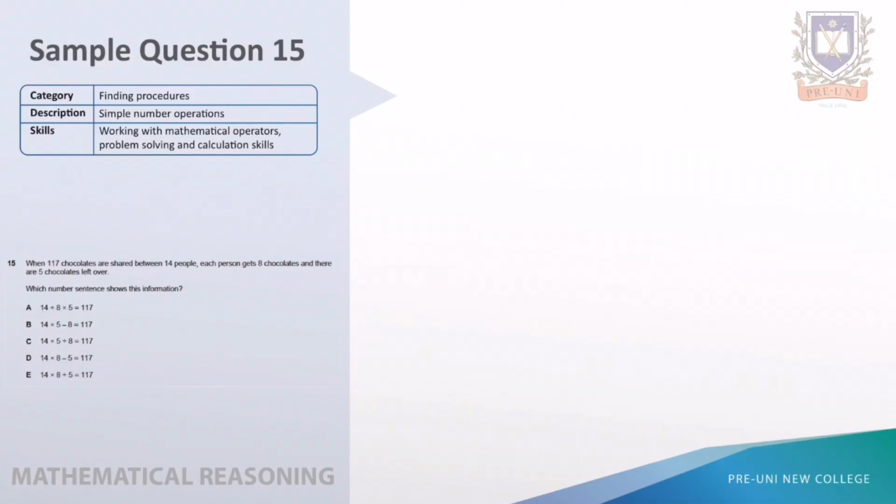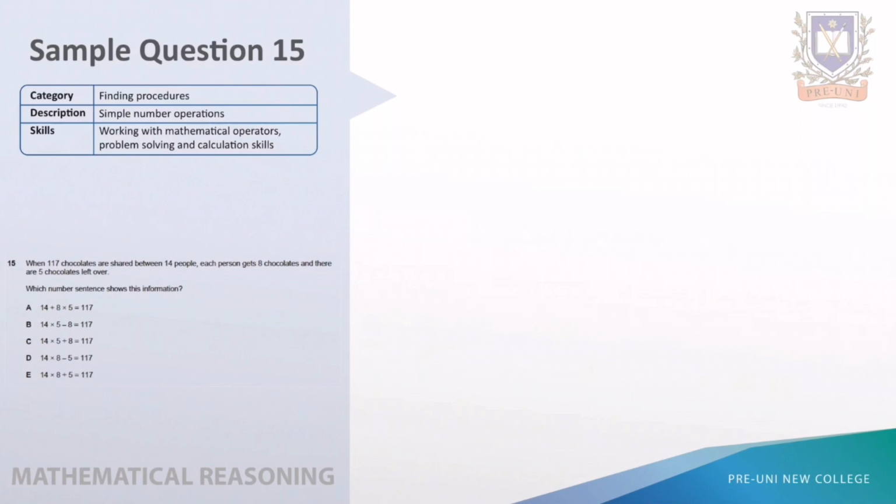For question 15, we have the category finding procedures, the description, simple number operations, its skills, working with mathematical operators, problem solving, and calculation skills. So looking at question 15, when 117 chocolates are shared between 14 people, each person gets 8 chocolates and there are 5 chocolates left over. Which number sentence shows this information? This type of question is quite common where students are required to use wordy information to create an equation.